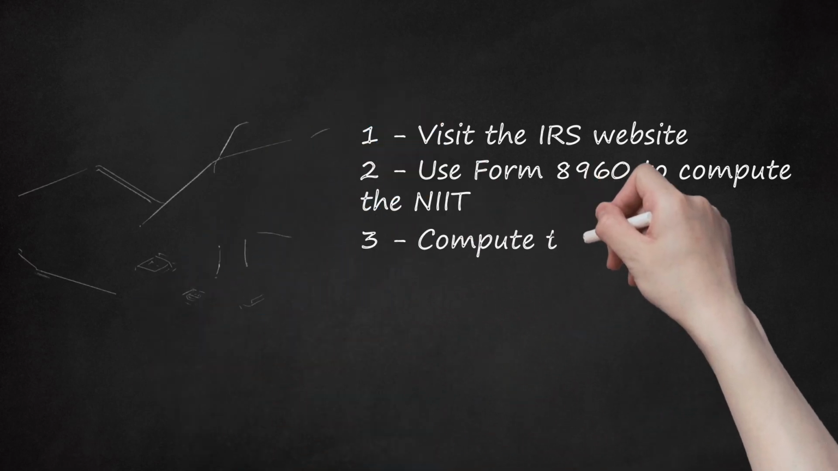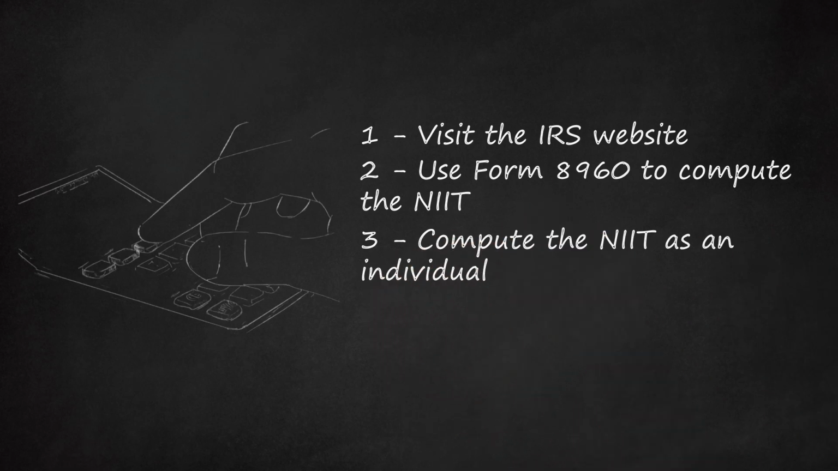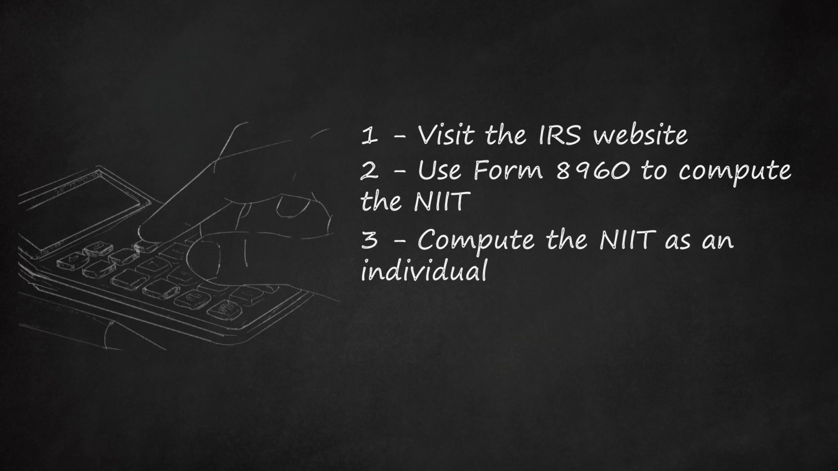3. Compute the NIIT as an individual. If you are an individual, you will next complete lines 13 through 17 to compute the NIIT. In line 13, input your MAGI. In line 14, input the filing threshold. Next, subtract the threshold from the MAGI. Put this number in line 15.